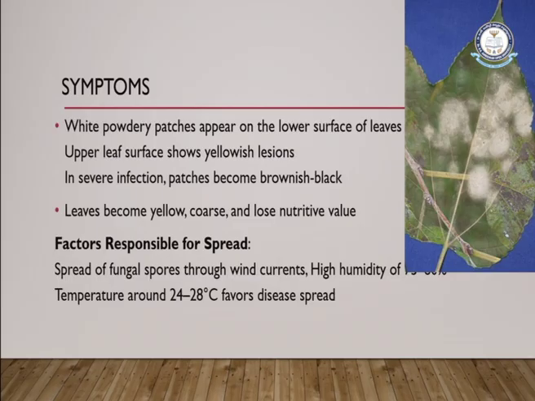Leaves will become yellow and nutrition value will decrease. Why does nutrition value decrease? Because the chlorophyll is not there, yellowing of the leaf takes place. If the leaf becomes yellow, photosynthesis does not take place, its nutrition value and glucose value decrease, and the plant may die, right?